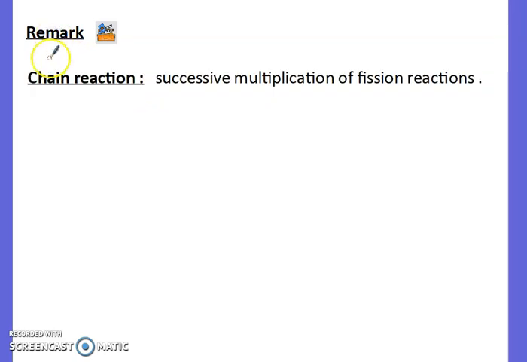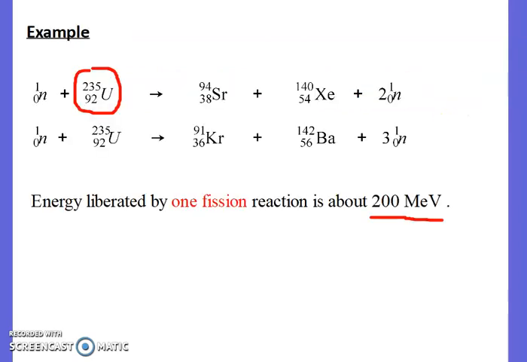In order to produce the atomic bomb, you must have something called a chain reaction. What is a chain reaction? It is a successive multiplication of fission reactions. Means here the 2 neutrons will trigger 2 new fission reactions. Here 3 neutrons will trigger 3 new fission reactions. Means in this reaction you have 200 MeV, mega electron volt. Now when 3 reactions occur, you have 600 mega electron volt. Let's see how.